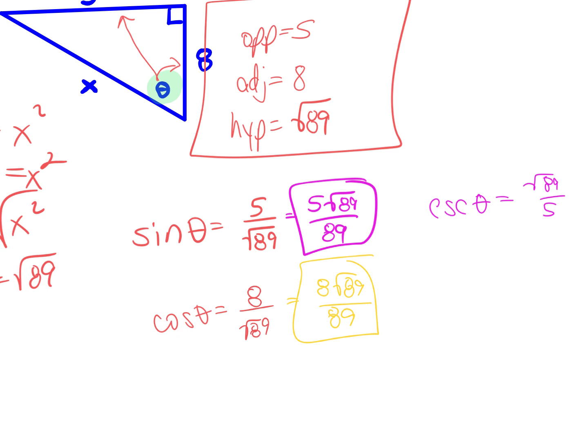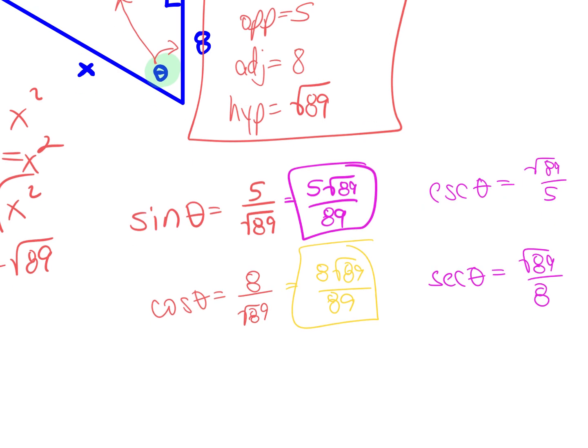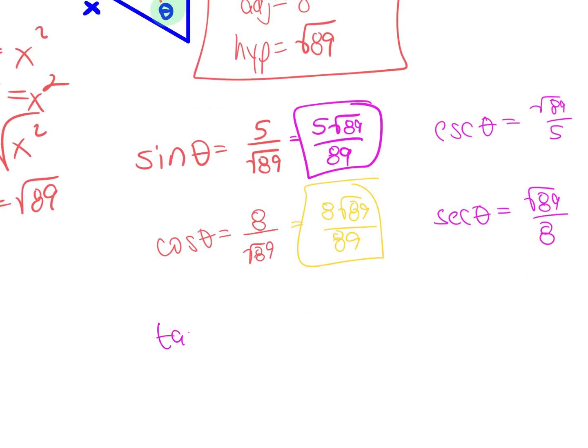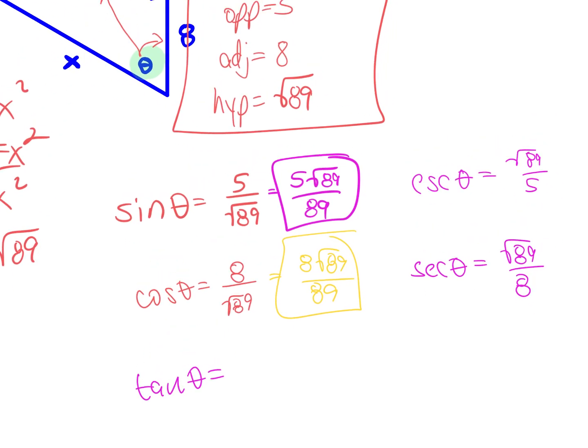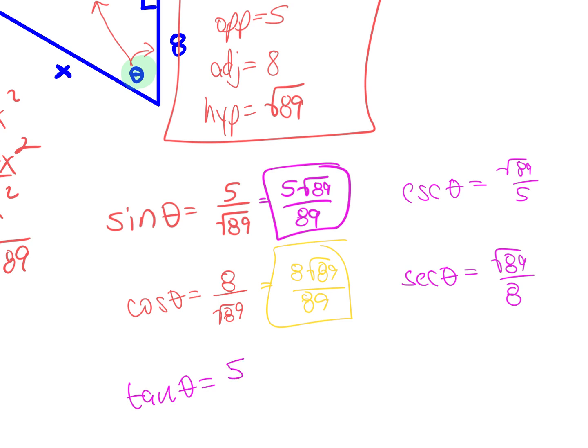Let's go ahead and find the reciprocal function. So secant is going to be the square root of 89 over what? Over 8. Okay, good. And then we have tangent and cotangent. So tangent is opposite over adjacent. 5 over 8. So my cotangent is going to be 8 over 5. Perfect.